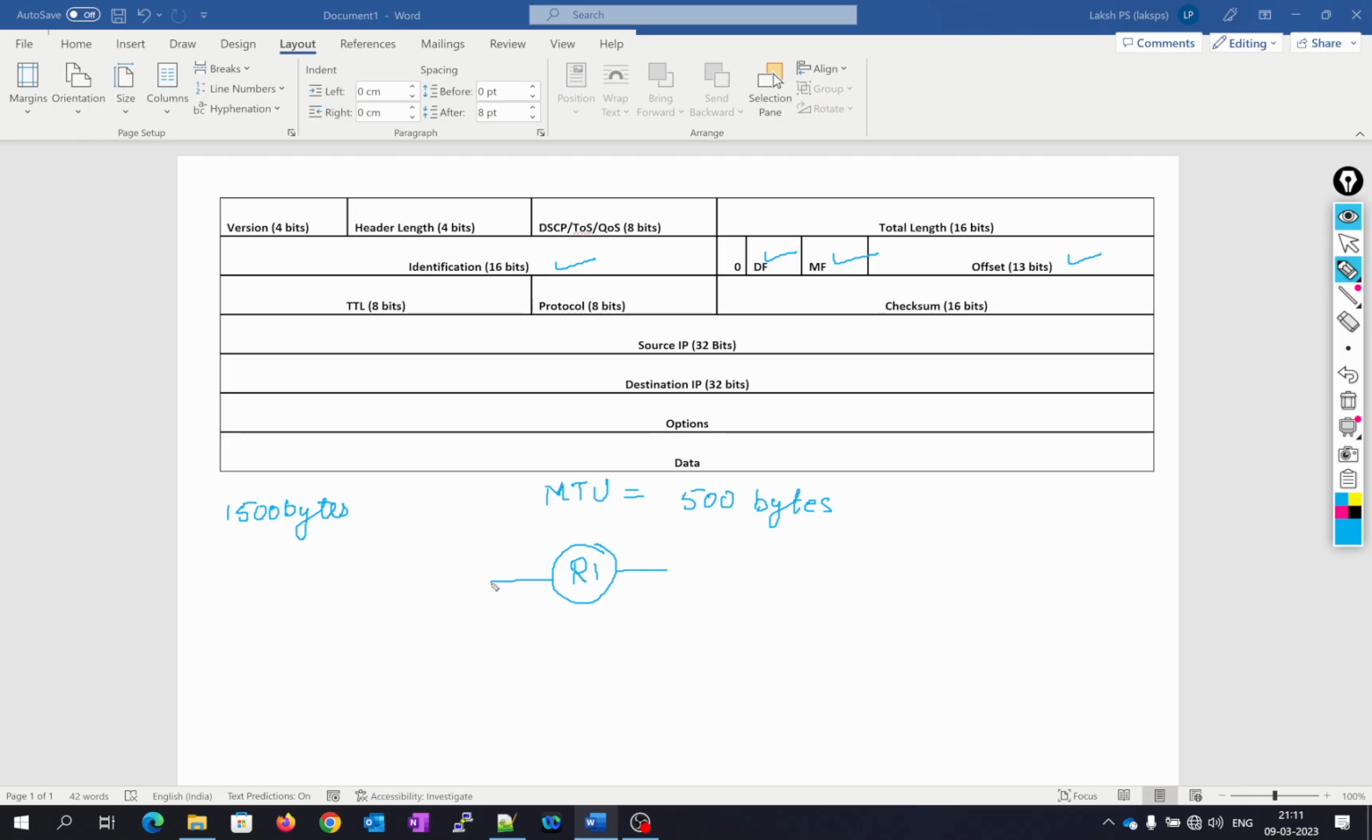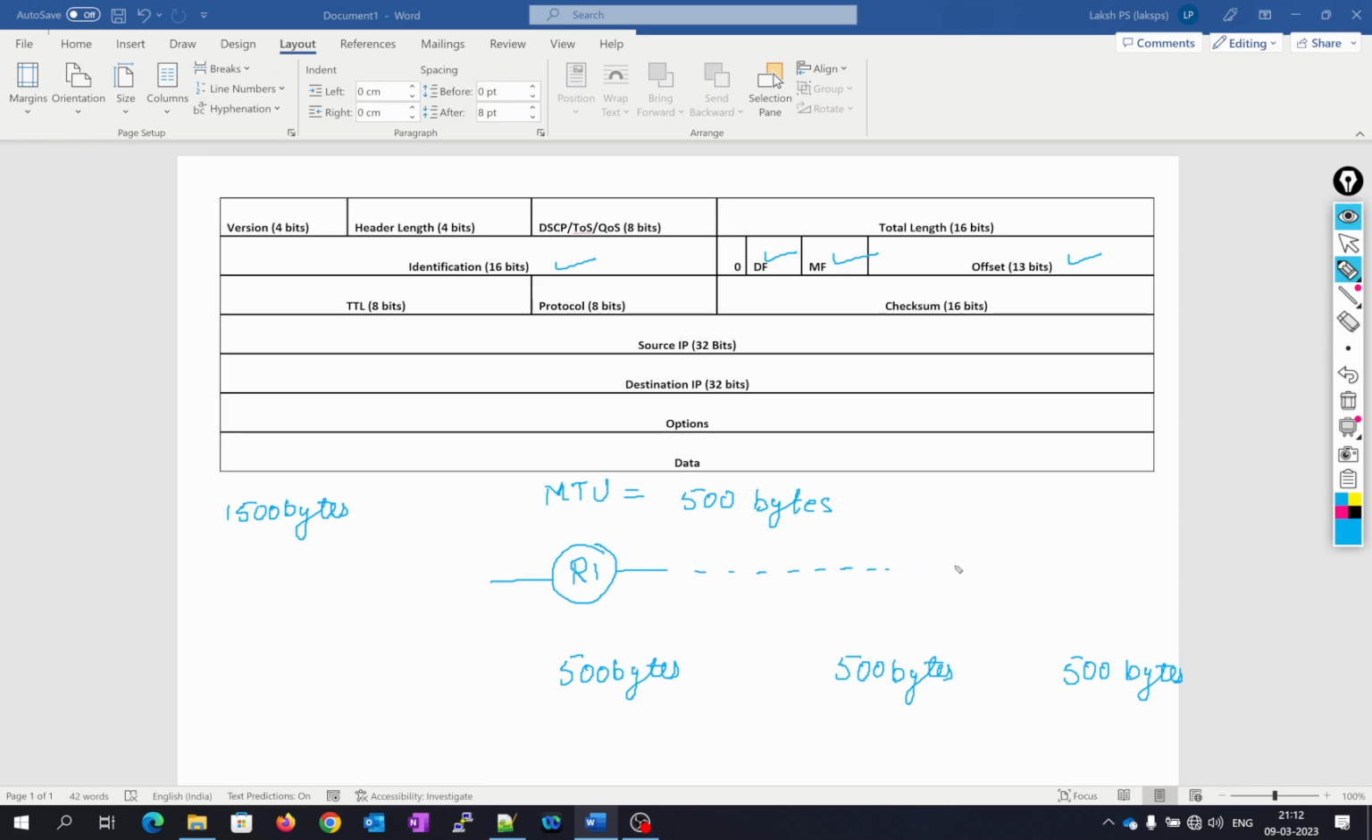Usually, any networking device accepts a traffic that has a higher size than what it has been configured for. So here R1 will accept this 1500 bytes of traffic, but when it is sending out, it will divide it into smaller fragments. It will divide it into 500 bytes of fragments. So it will fragment three times.